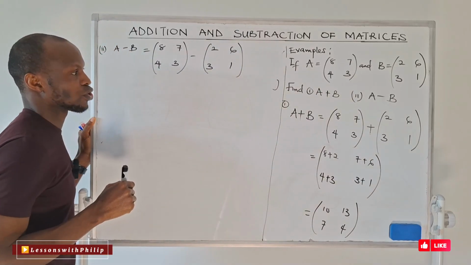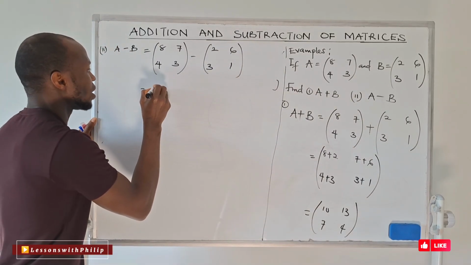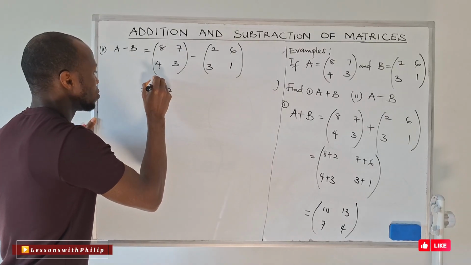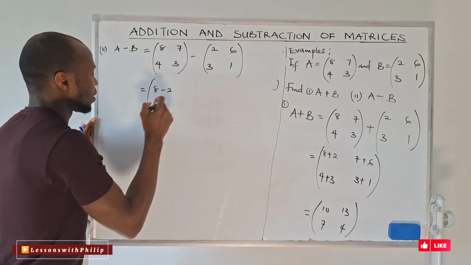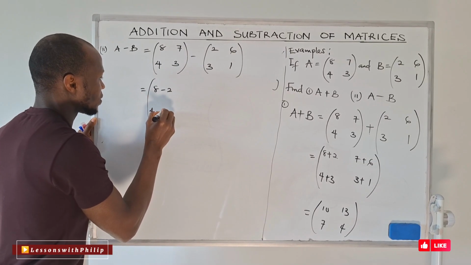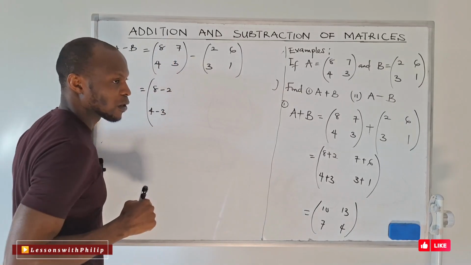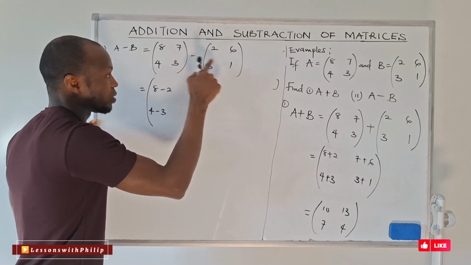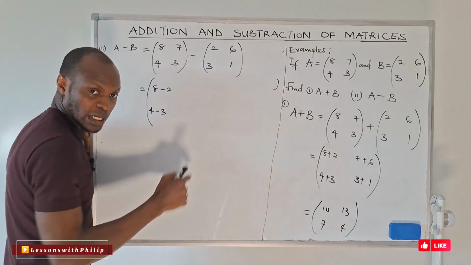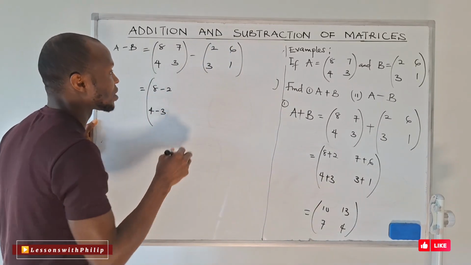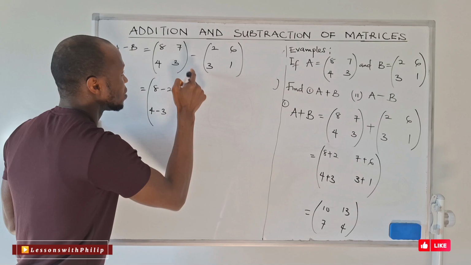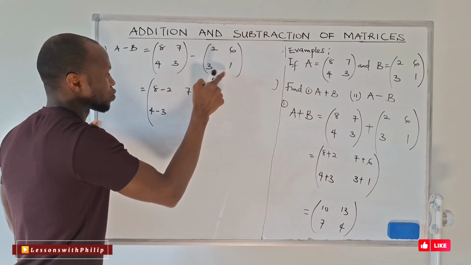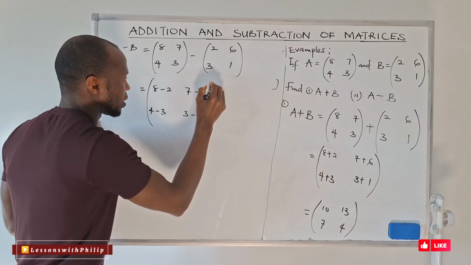Okay? If you want to subtract this, this will be equals to 8 minus 2, and 4 minus 3. And the second column will go with the second column of the second matrix. Okay, that will be 7 minus 6, 3 minus 1.